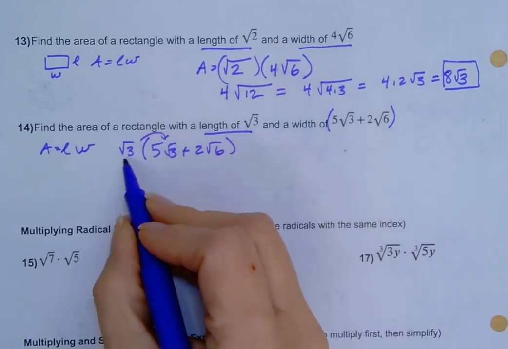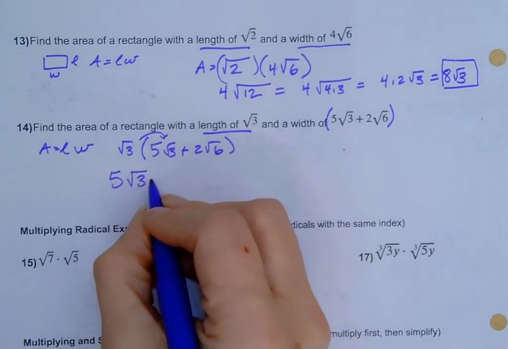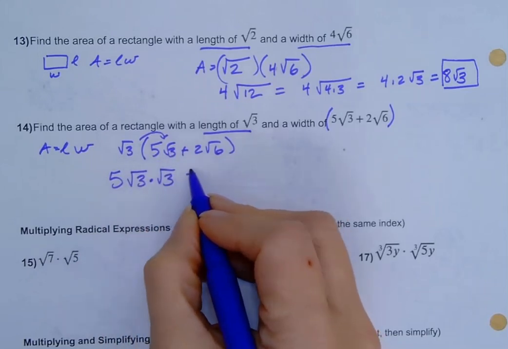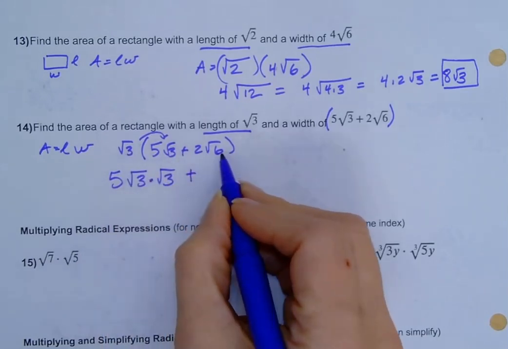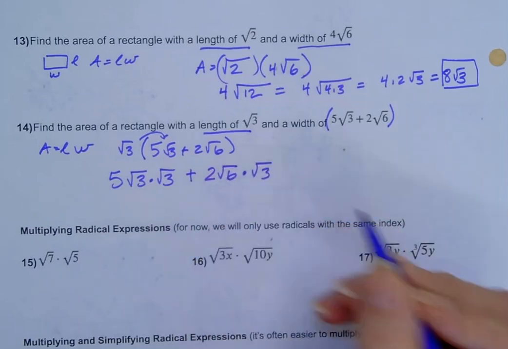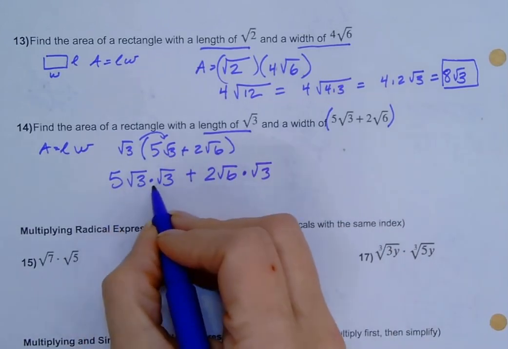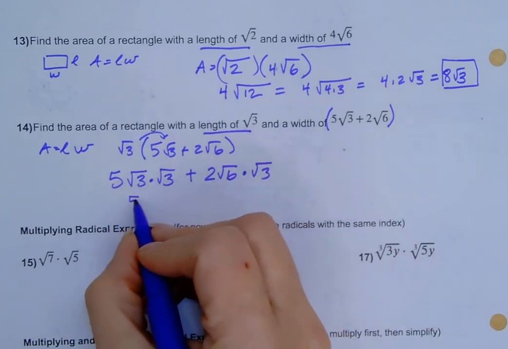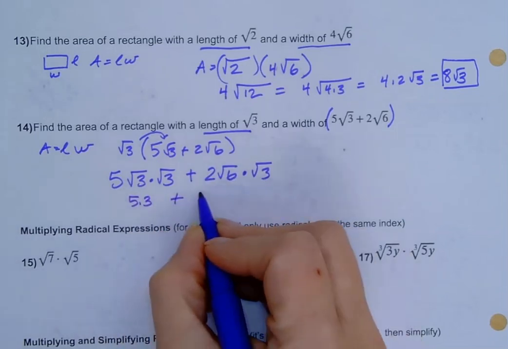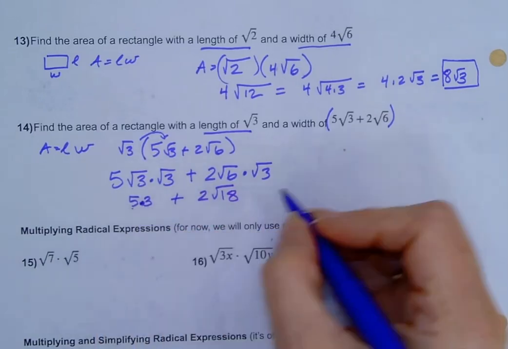So square root of 3 times 5 times square root of 3, I'm just rearranging the order. Okay, square root of 3 times 5 times square root of 3, plus square root of 3 times 2 times square root of 6. So I'm rearranging the order again because then I have my radicals next to each other. Here, 5 times the square root of 3 times the square root of 3, well, that's really 5 times 3, right? Plus 2 times the square root of 6 times the square root of 3, that's 2 times the square root of 18. Okay, 5 times 3 is 15.